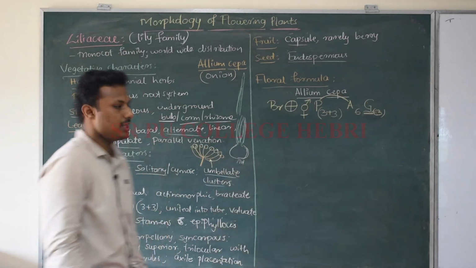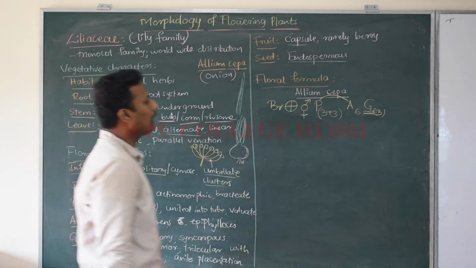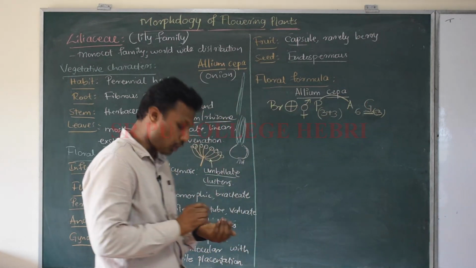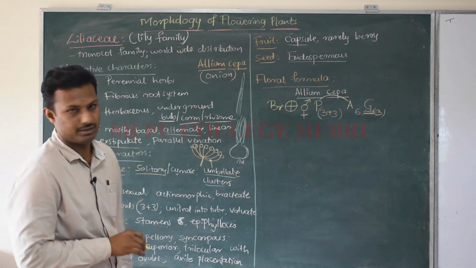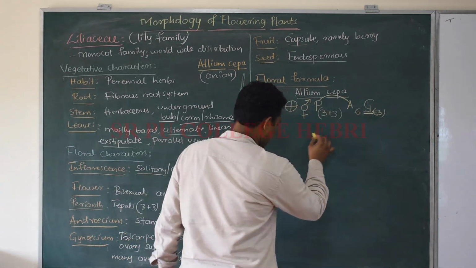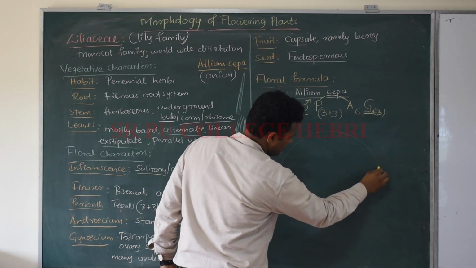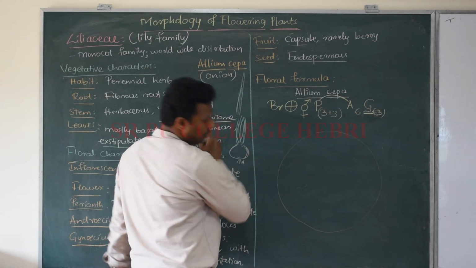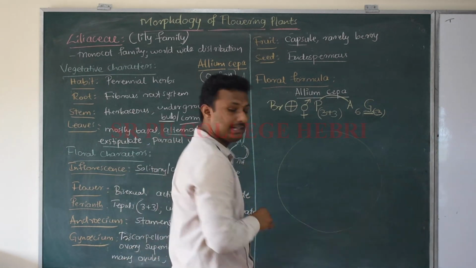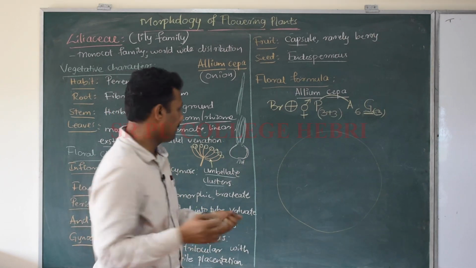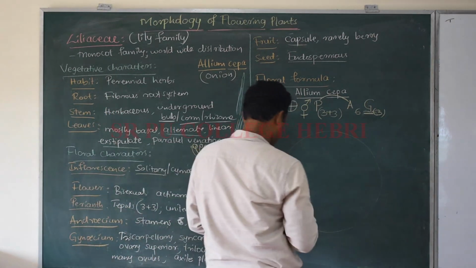Okay, so this much is the floral formula of the family Liliaceae. Now let us see how we can draw the floral diagram for this one. So draw a very inconspicuous circle first. Then first let us draw the calyx. That means calyx is absent, but we have to draw it like this.